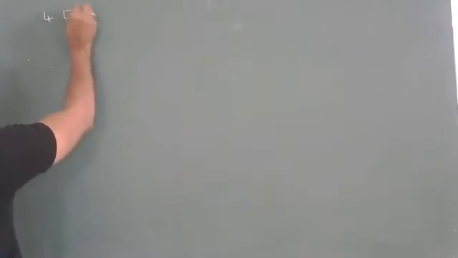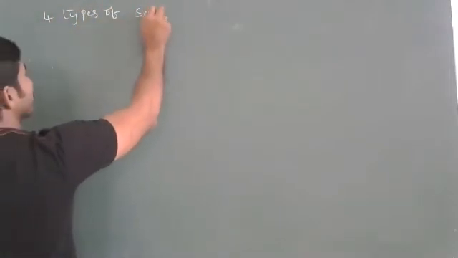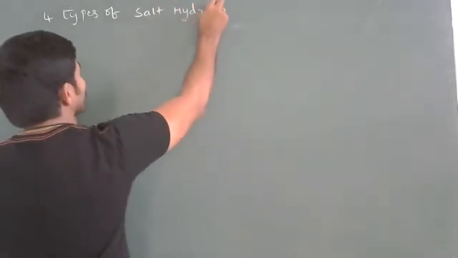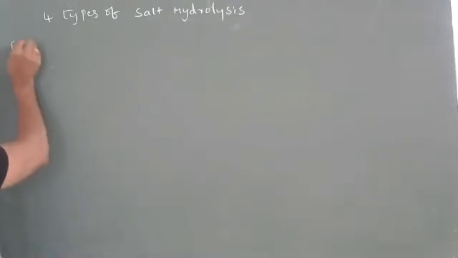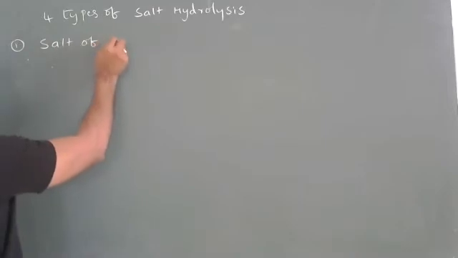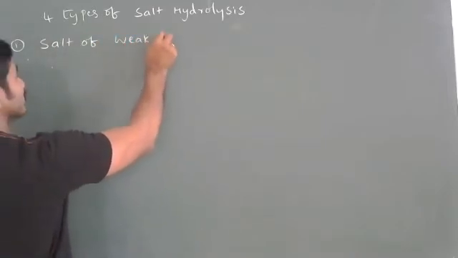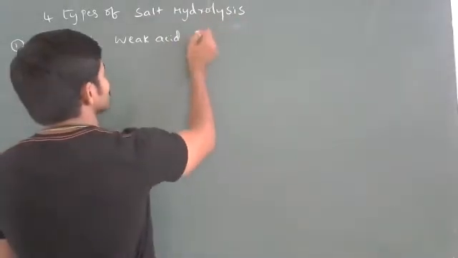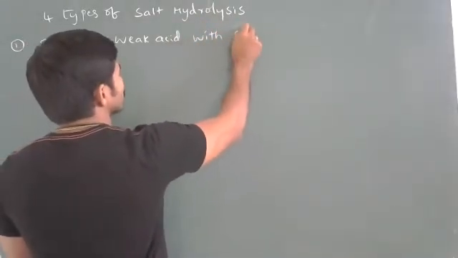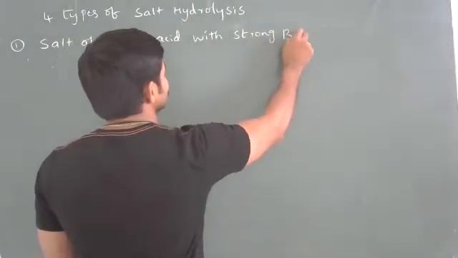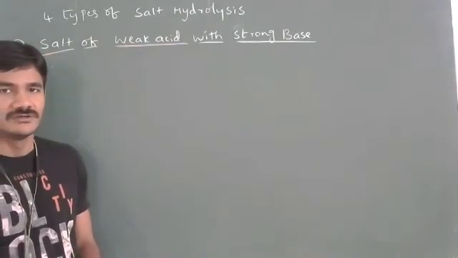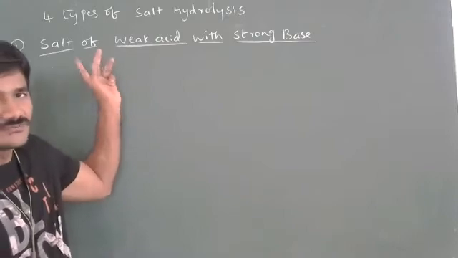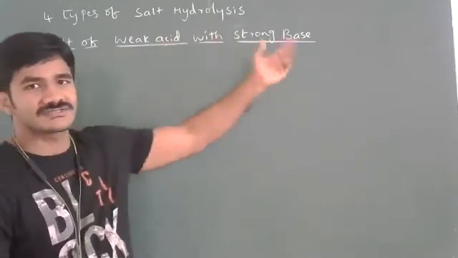So in salt hydrolysis, there are 4 types of salt hydrolysis. In that, the first one is salt of weak acid with strong base. So here we have to prepare a salt which is prepared from weak acid and strong base.